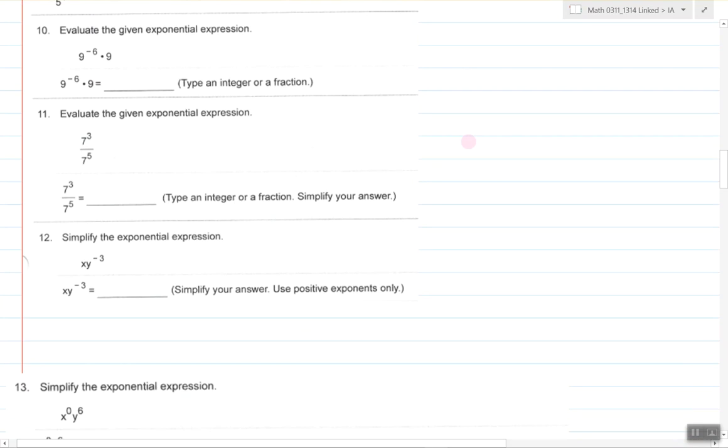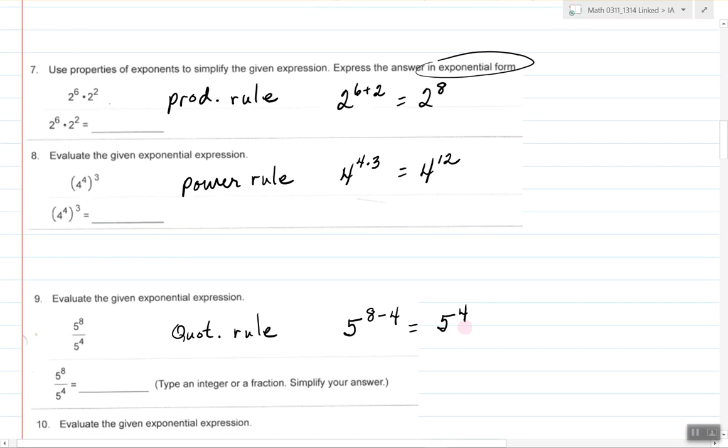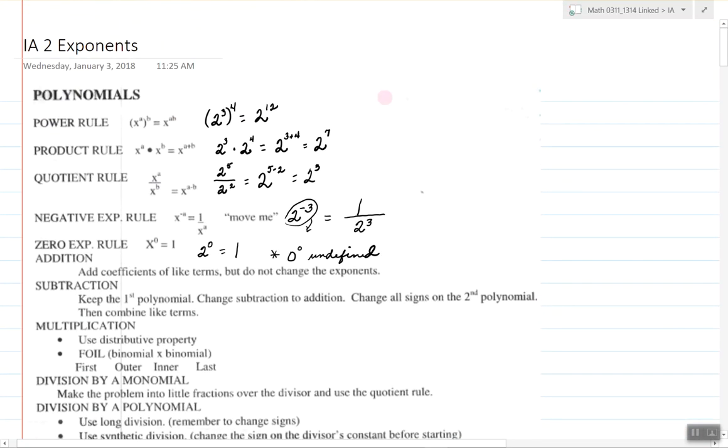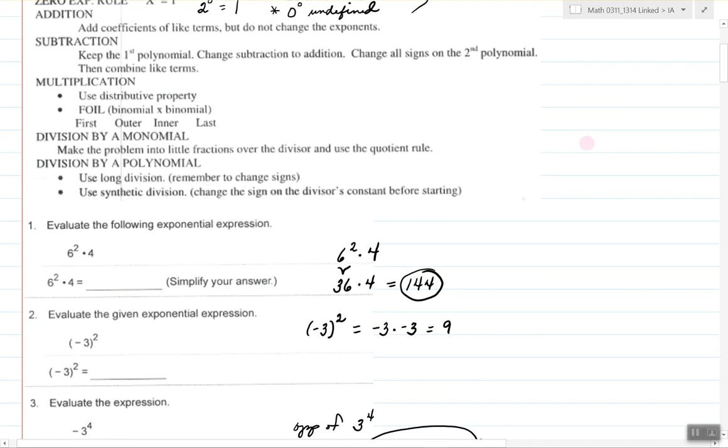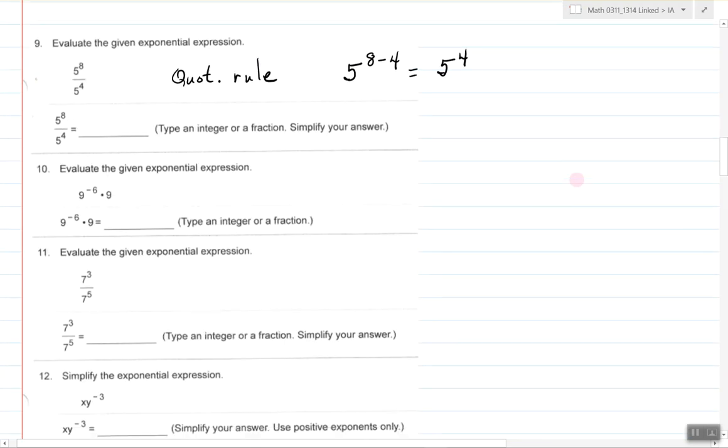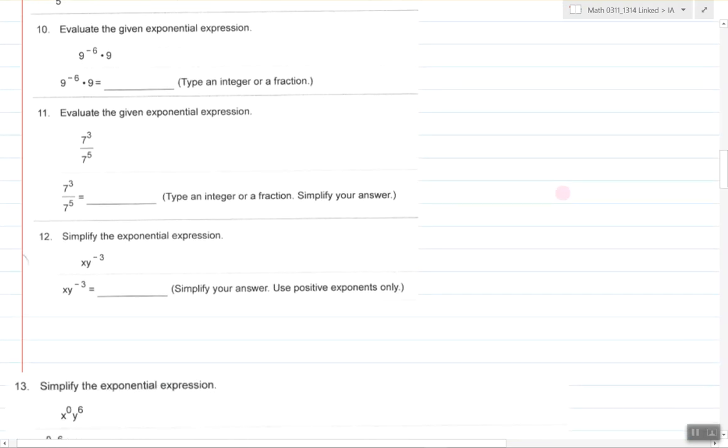Now on number 10, there are a couple of different things you could do, but I'm going to recommend that you use the rules in the order that they are listed right here. First, ask yourself, can I use the power rule? Can I use the product rule, quotient rule, if I have a negative exponent, and then the zero rule. That is not a rule of algebra, but I think it's a very good idea.